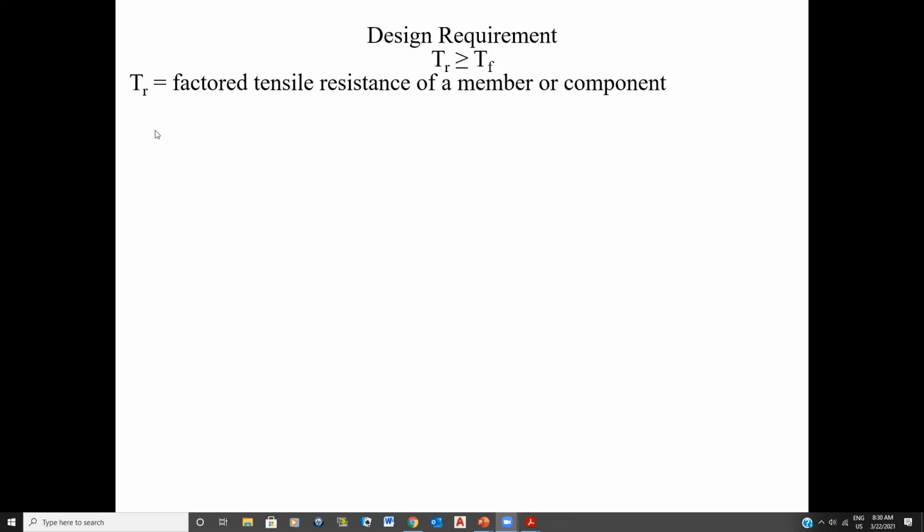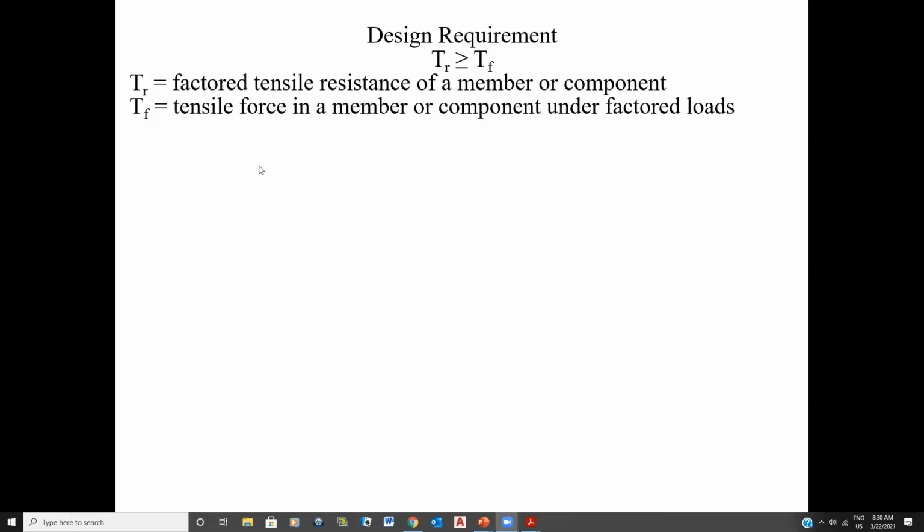And we say component, in other words, it could be a base plate. It can be whatever. It can be a gusset plate. It can be a plate that you're using to connect. Okay, TF is the tensile force in the member or component under factored loads, okay? And that means that when you're calculating the TF value in your member, you've already factored your loads, and therefore you're getting the TF value.